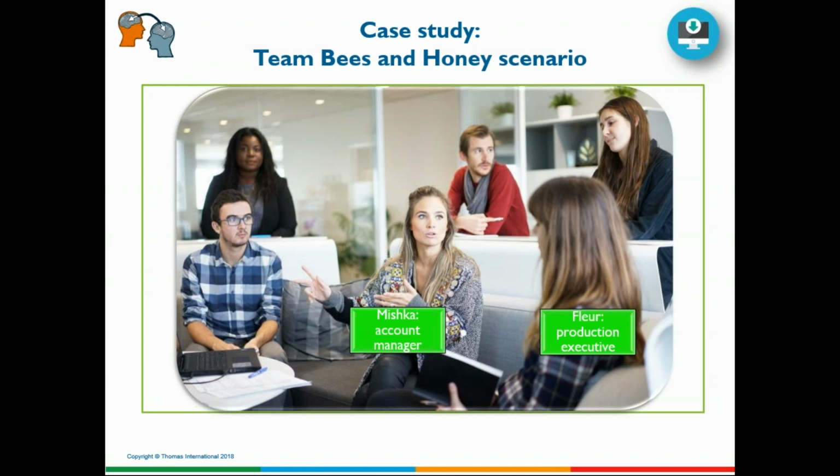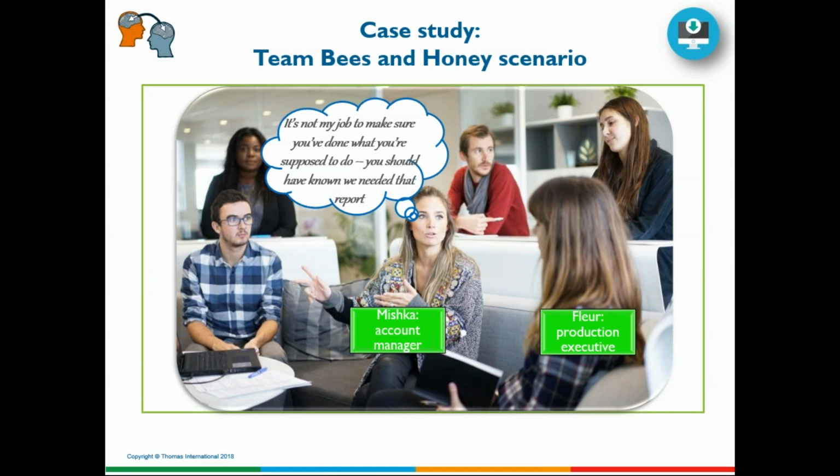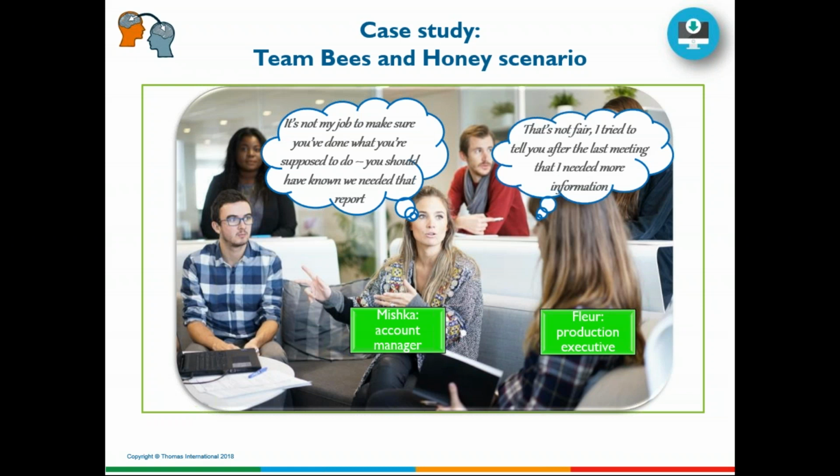The team is experiencing challenges, and so on this new project that they're working on, in the meeting, 2 of them are having a conversation, Mishka and Fleur. Mishka says to Fleur, "It's not my job to make sure you've done what you're supposed to. You should have known we needed that report." And Fleur responds, "That's not fair. I tried to tell you after the last meeting that I needed more information." As you can see from the picture, the other team members are looking somewhat uncomfortable. Nora, who's team lead here, is trying not to get involved.